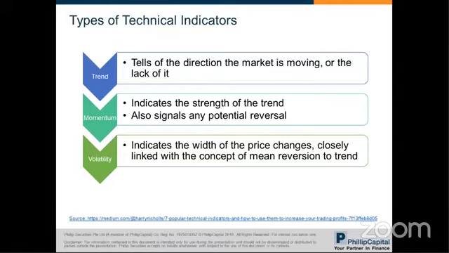And lastly, we have this thing called volatility. This shows you the potential of the price of the asset itself to move in a certain direction, that is, how wide the price can move in either direction.